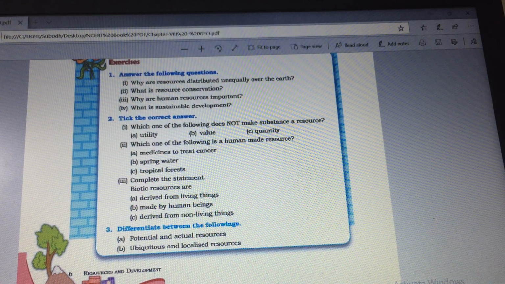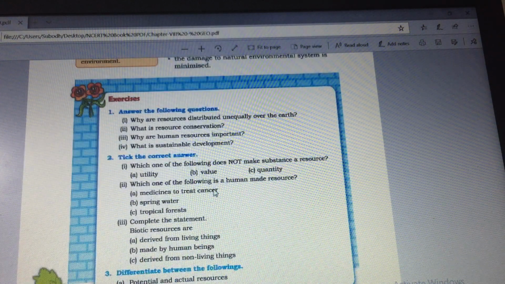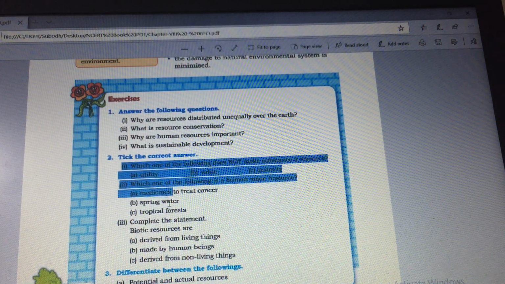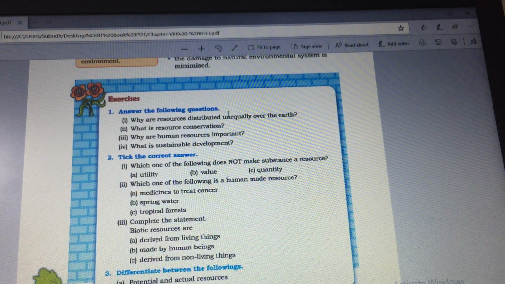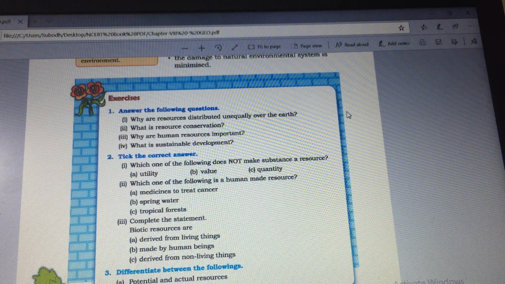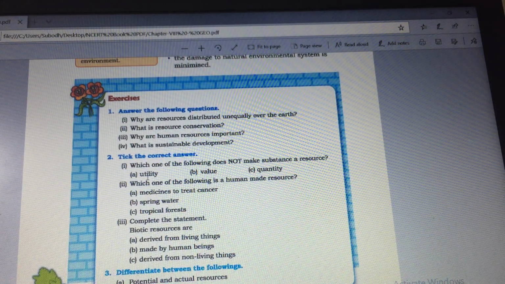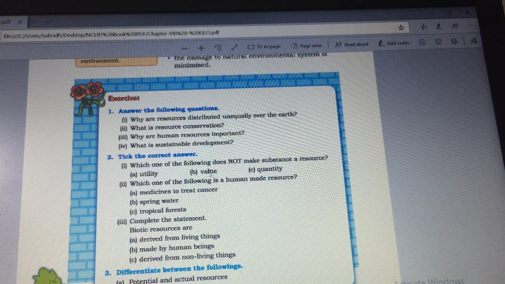Here I see question answers, then you have tick the correct answers, and then difference between the following. So we'll quickly go through tick the correct answer. First question is, which one of the following does not make a substance a resource? Utility, value and quantity. So utility and value make a substance a resource, whereas quantity does not. So the answer is quantity.